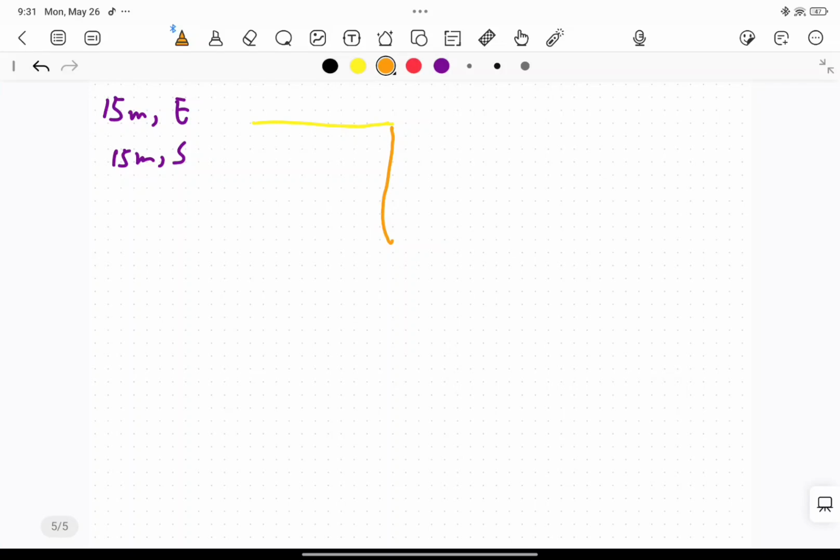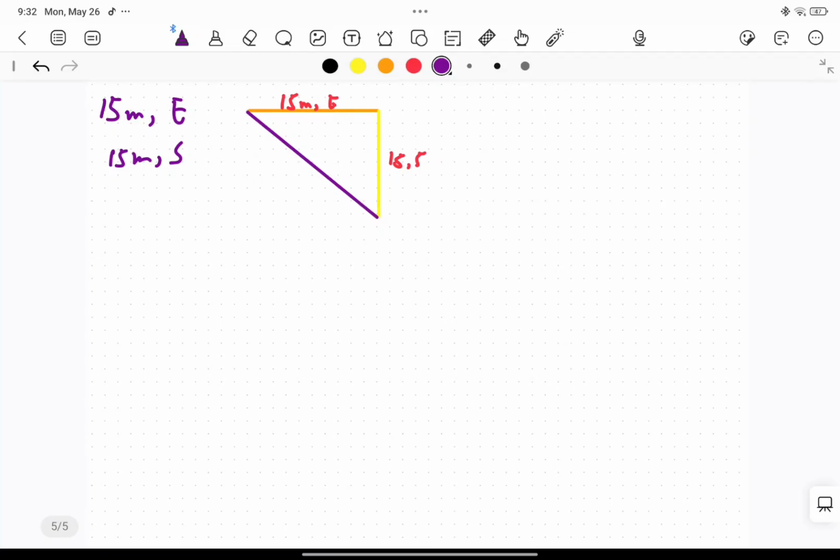Okay, let me just do it right. 15 meters and another 15 meters. Okay, so let's write it. 15 meters east and 15 meters south. Okay, now, how are we going to locate or to measure our displacement?